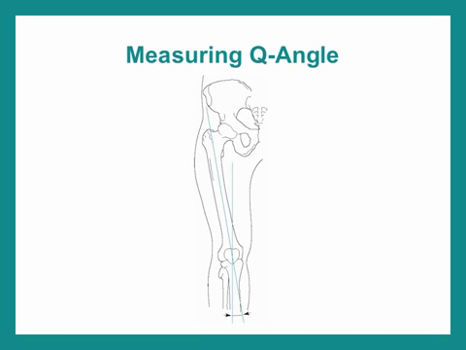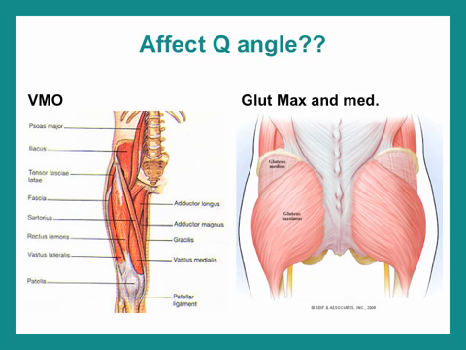Just a note here on measurement of Q angle, that it can change from weight bearing to non-weight bearing. And then what can affect the Q angle outside of bony structure? It used to be thought that the VMO, if it was weak, would allow the leg to kind of collapse into a valgus position, or pronation. That could certainly affect the Q angle. The line of thought currently being researched is that weakness in the glute max and the glute med can affect the weight-bearing Q angle.